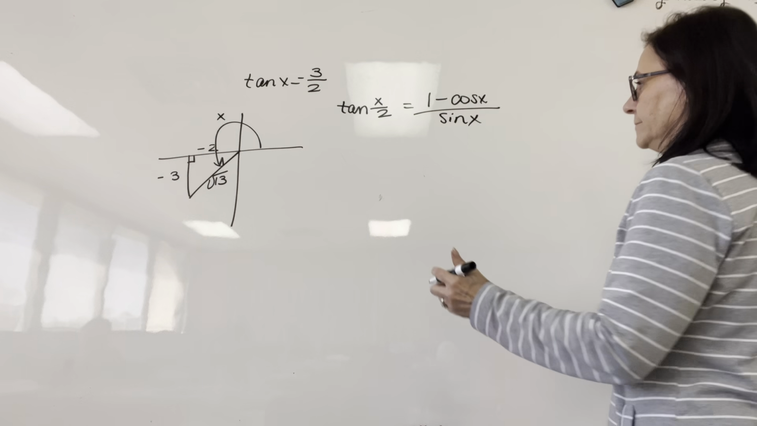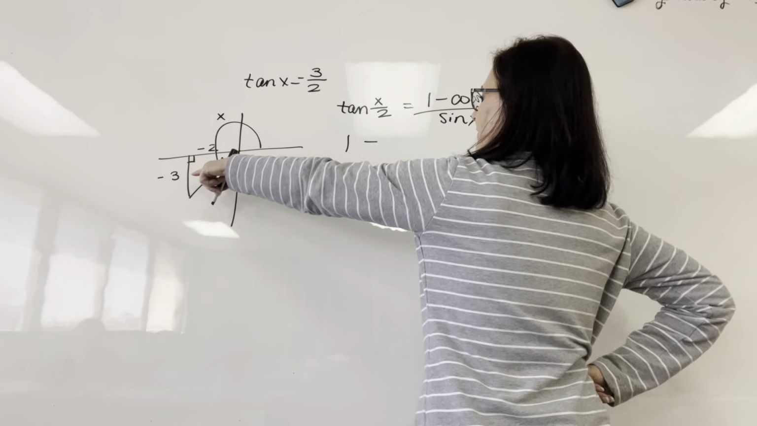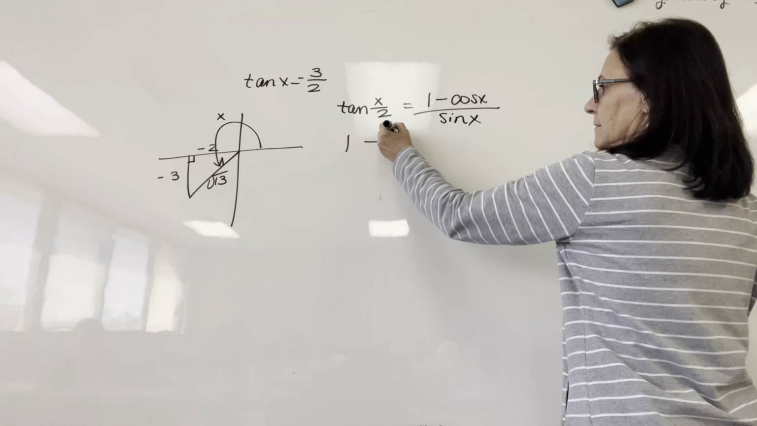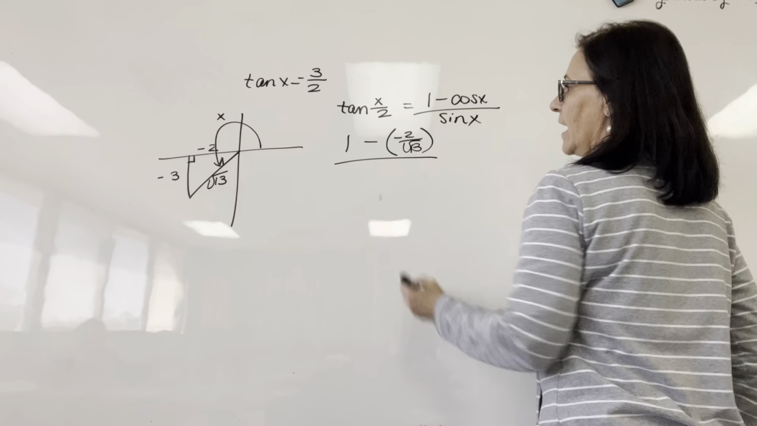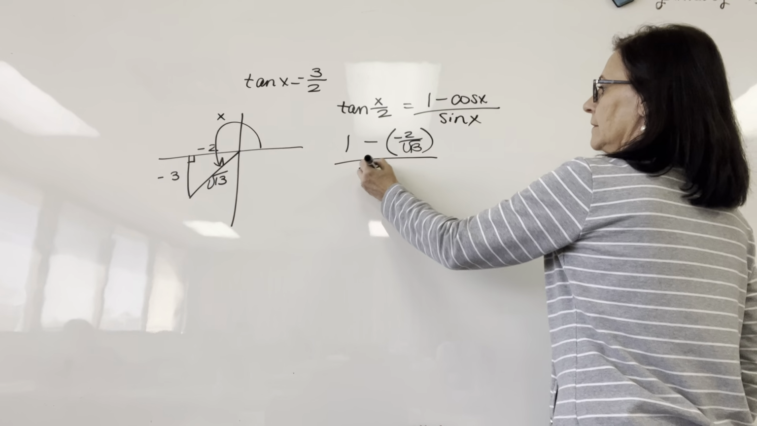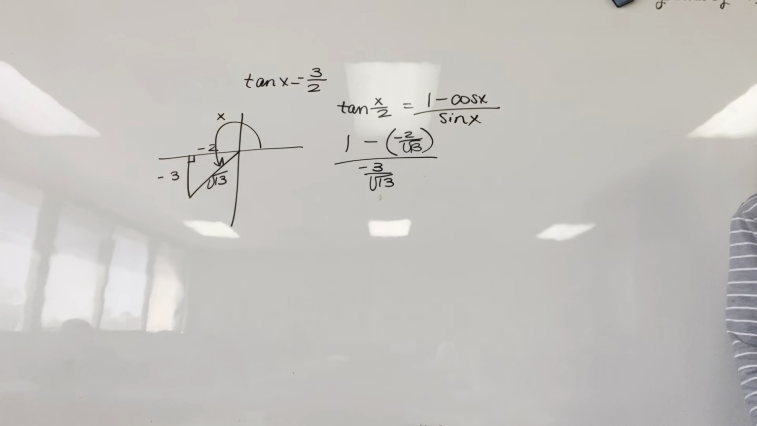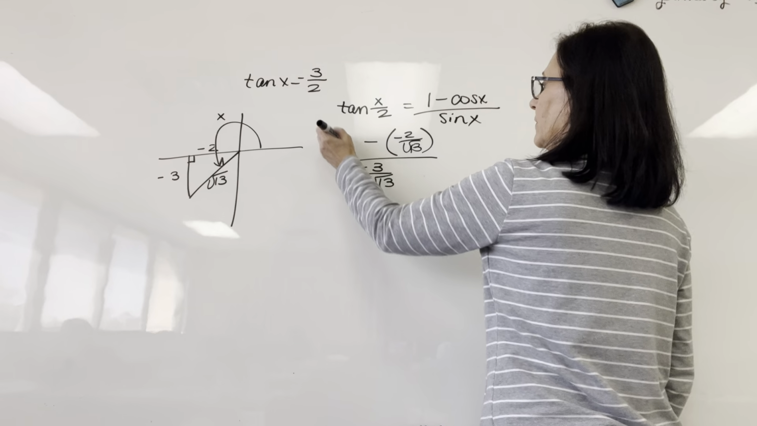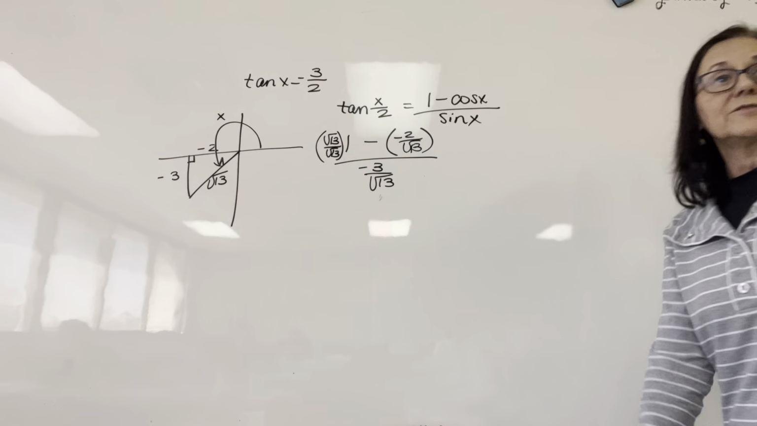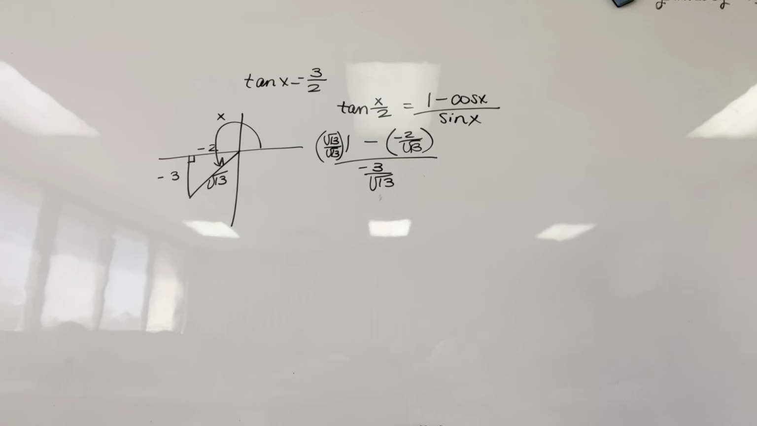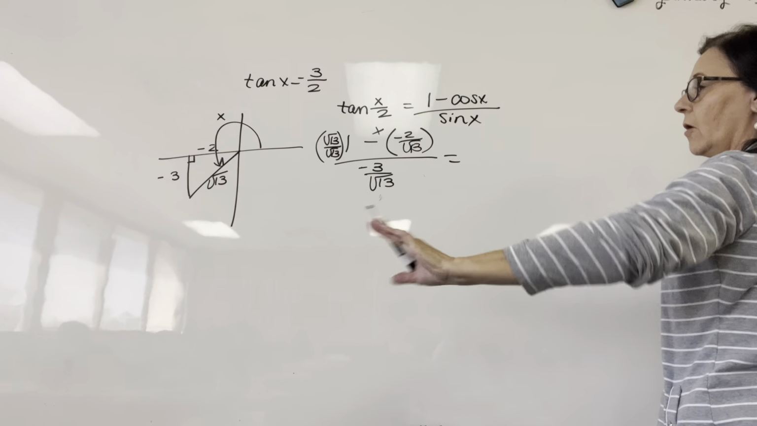All right. So it's 1 minus, what is the cosine of that angle? Negative 2 over square root of 13. And the sine X is? Negative 3 over square root of 13. I'm going to make a common denominator in the numerator, square root of 13 over square root of 13, because then I'm just going to eliminate that denominator. This ends up plus, that ends up minus. So our whole term ends up being a negative.